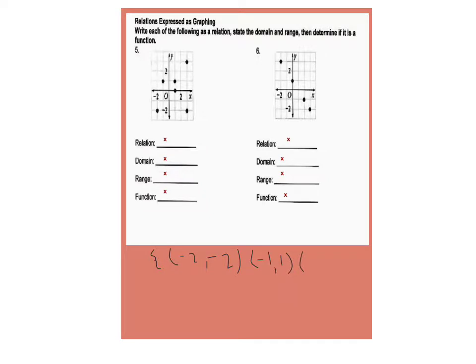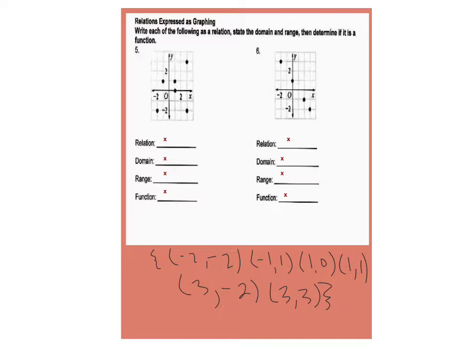And then our next is at +1, 0. And then +1, 1. And then +3, -2, and then +3, +3. And we put the little bracket around it.